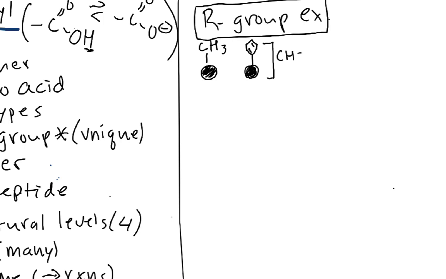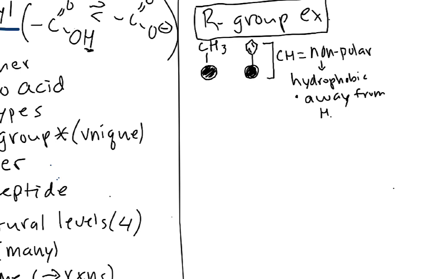Lots of carbon-hydrogen bonds, and as you know, that means that they are nonpolar because they share electrons equally, which also means that they are hydrophobic. And in the protein, you usually find them away from water.